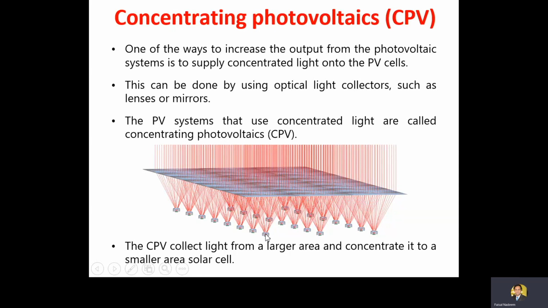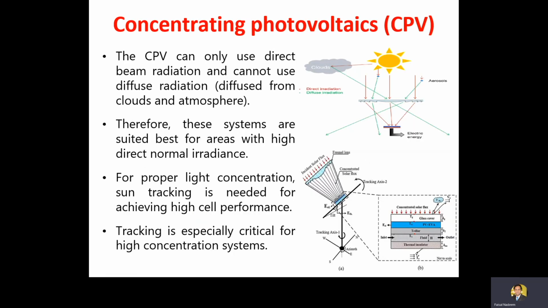So the intensity of the light increases as soon as it reaches the cell, and as the cell now receives light with more intensity, the output voltage and the output current of the cell increase. As the output current of the cell increases, the output power of the solar panel increases. Therefore, concentrated photovoltaic panels produce more power as compared to traditional photovoltaic panels. However, there are a few problems with this technology.